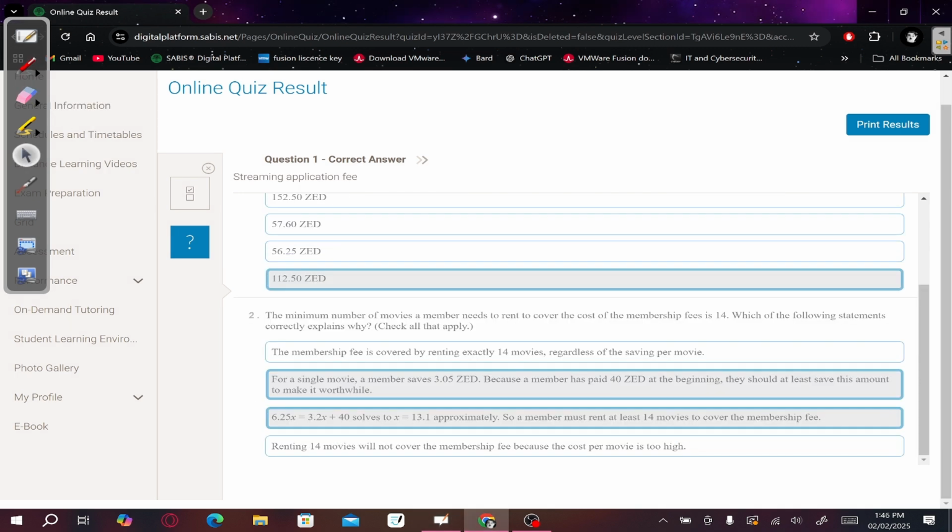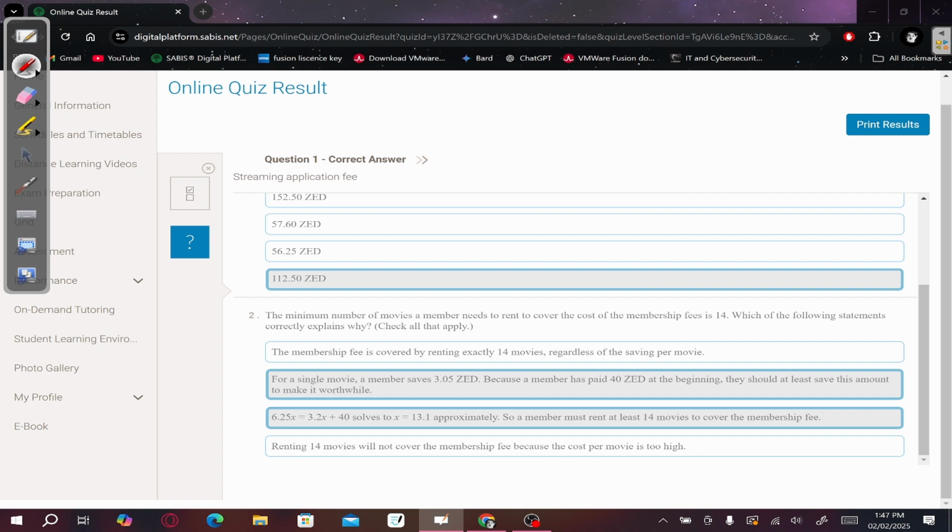Okay, now the minimum number of movies a member needs to rent to cover the cost of the membership is 14. Which of the following statements correctly explains why? Okay, so this one's, by the way, purely logic. So first, we're gonna write how much the cost is. We're gonna express the cost of the rental in terms of the non-member rental, or the other way around. They're both the same. So 3.20x plus 40. Remember, that's the fee plus the base subscription.